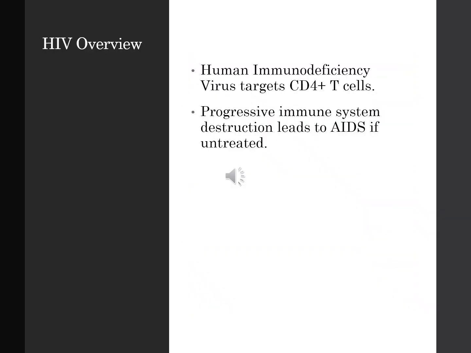Okay, so now we're going to talk about HIV. HIV is a virus that attacks the immune system, specifically the CD4 T helper cells, which is the command center of our adaptive immunity. If we don't treat it over time, it weakens the body's ability to fight infections and certain cancers and can lead to AIDS, which is acquired immunodeficiency syndrome.